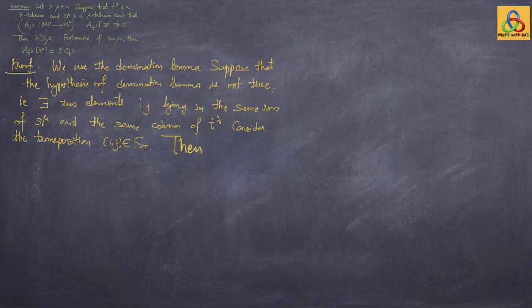Then consider the action of this transposition Ij on the mu tabloid S mu. But the action on a tabloid is simply the induced action, so this is just the same as the equivalence class of Ij acting on the mu tableau S mu. But i and j are entries in a single row of S mu. And this bracket denotes the equivalence under the relation that two tableaux are equivalent if and only if they have the same set of entries in each row.